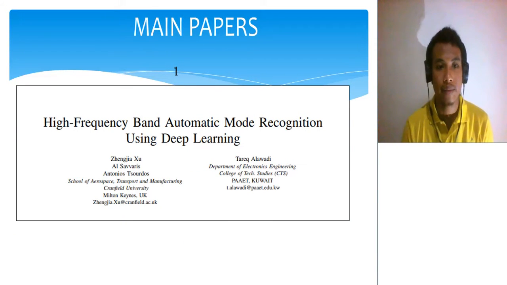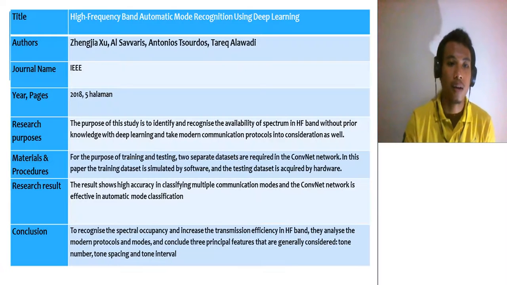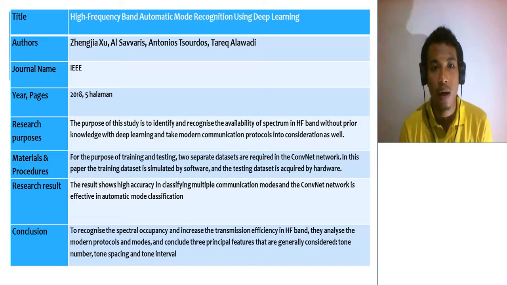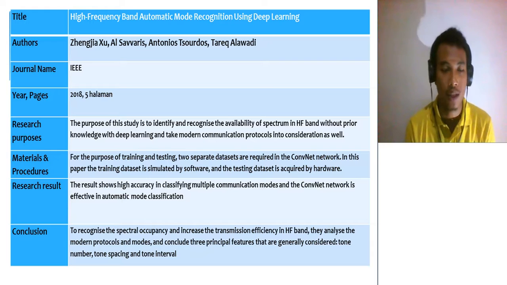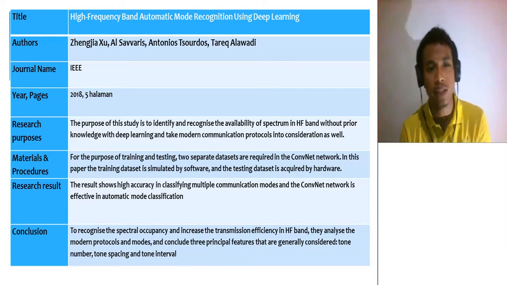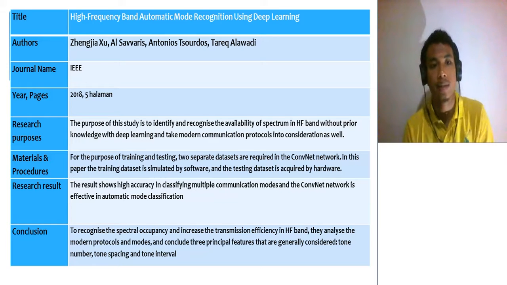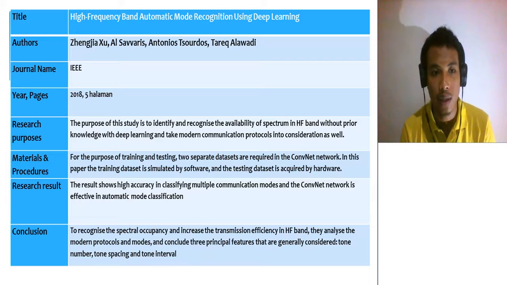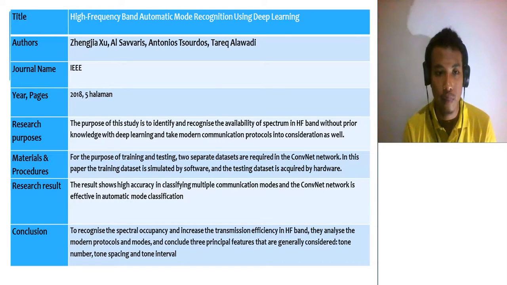The first paper is High Frequency Band Automatic Mode Recognition Using Deep Learning. The authors of this paper are Bengiahu, Al-Safaris, Antonius Sordos, and Tariq Alawadi. The journal name of this paper is EAAA, and it was published in 2018. The paper has 5 pages.